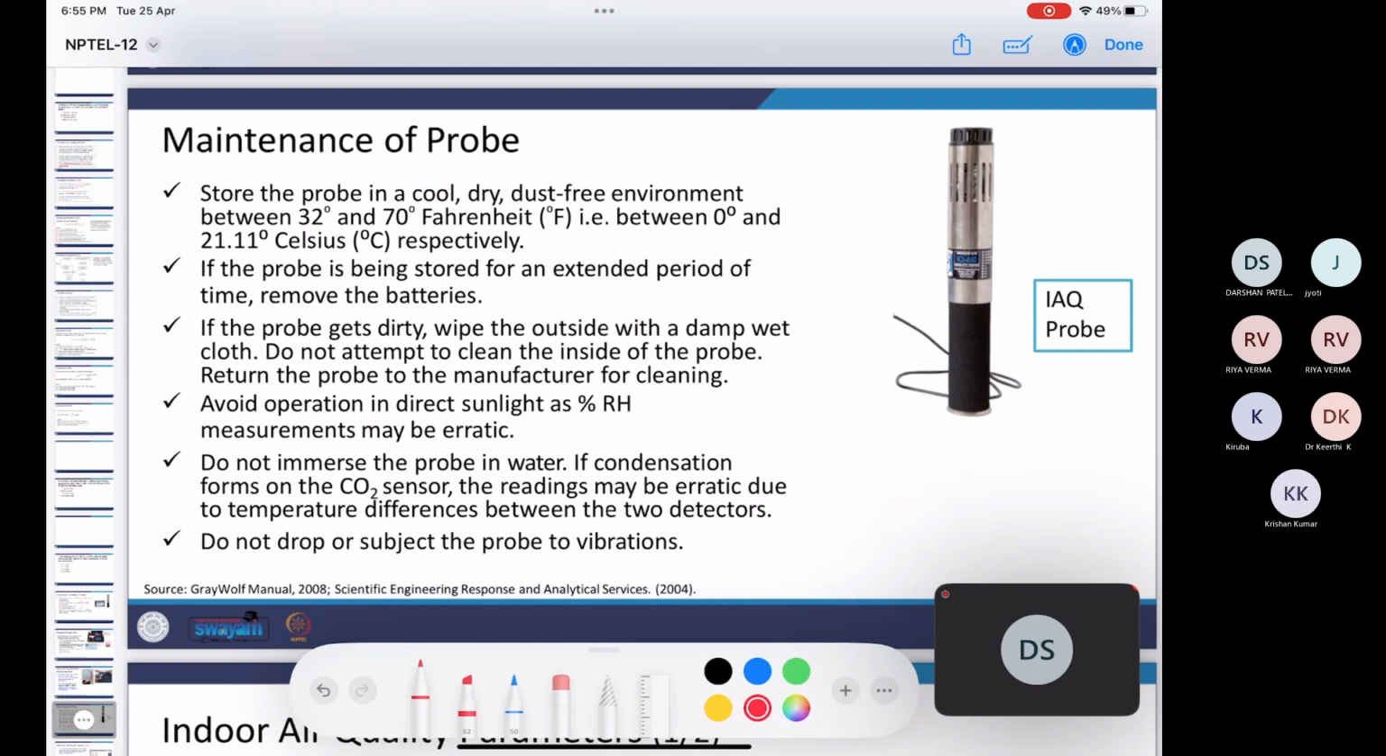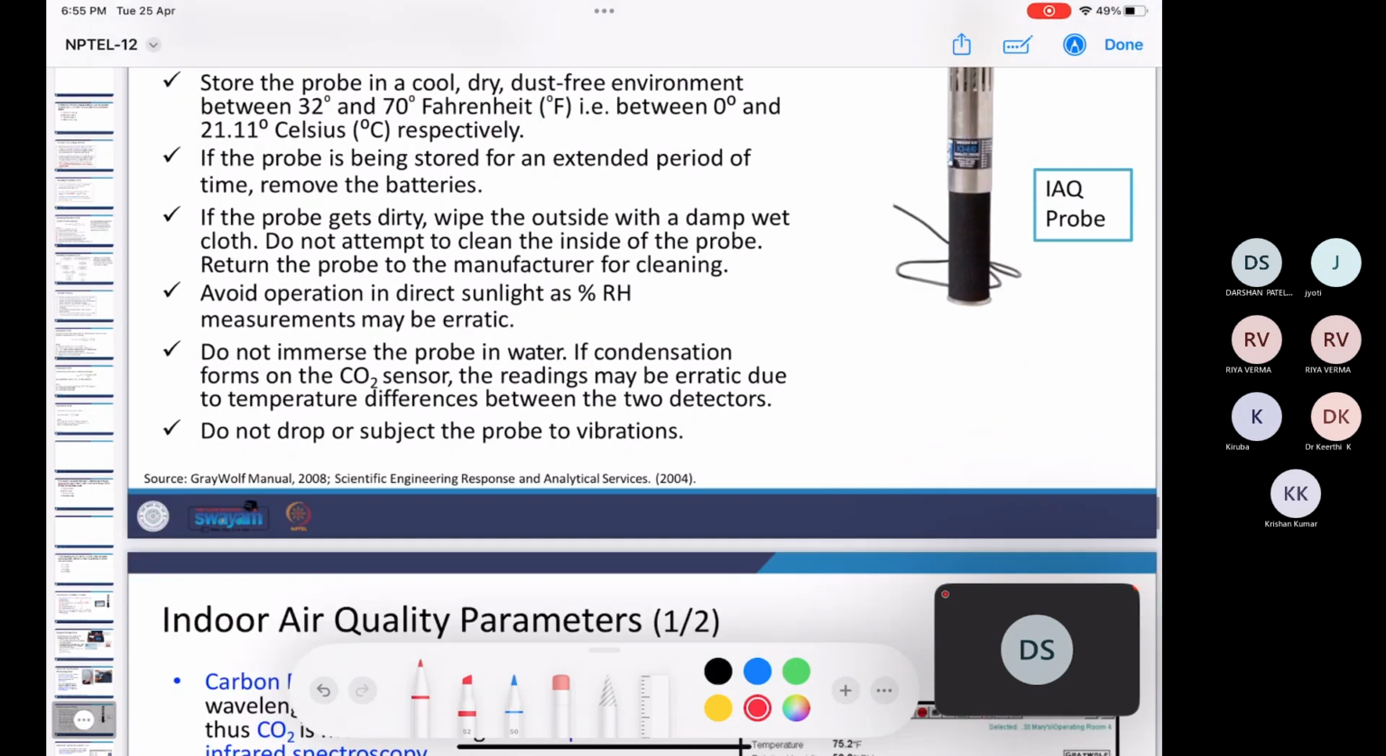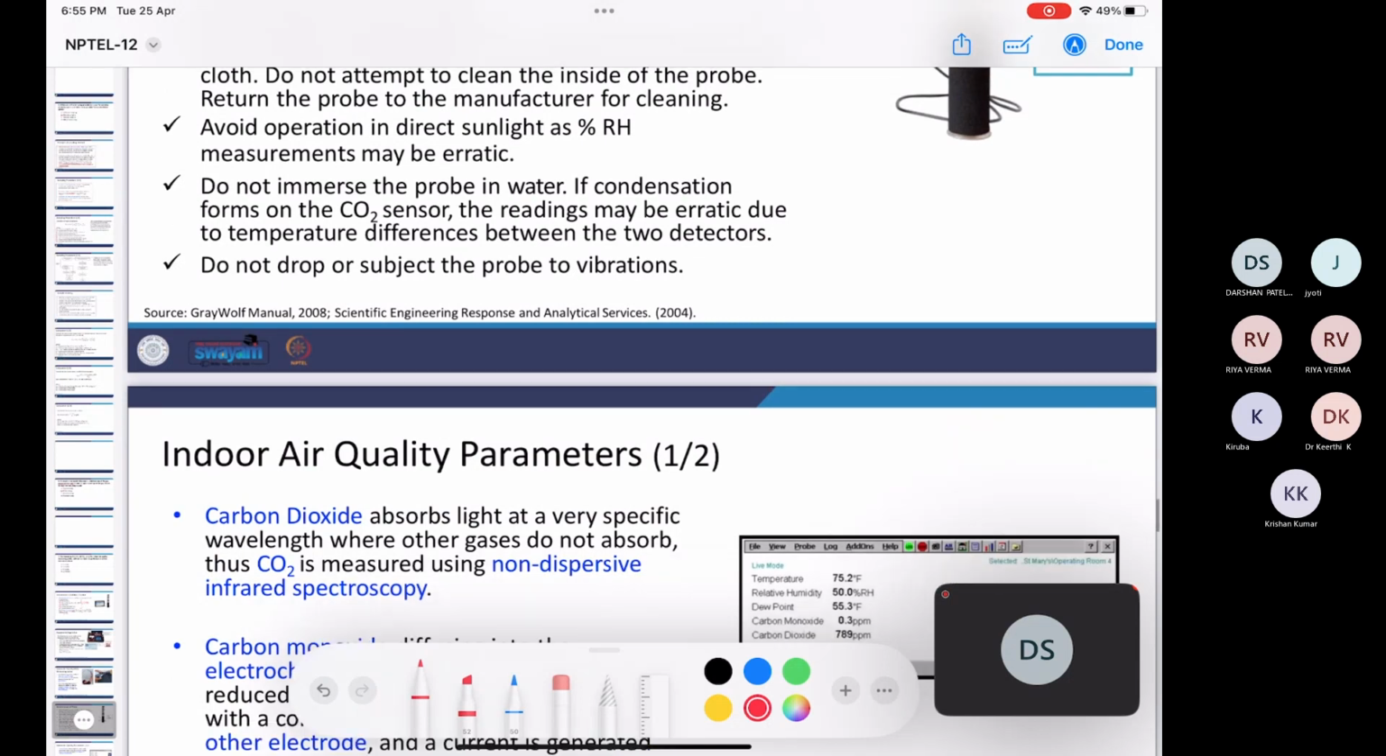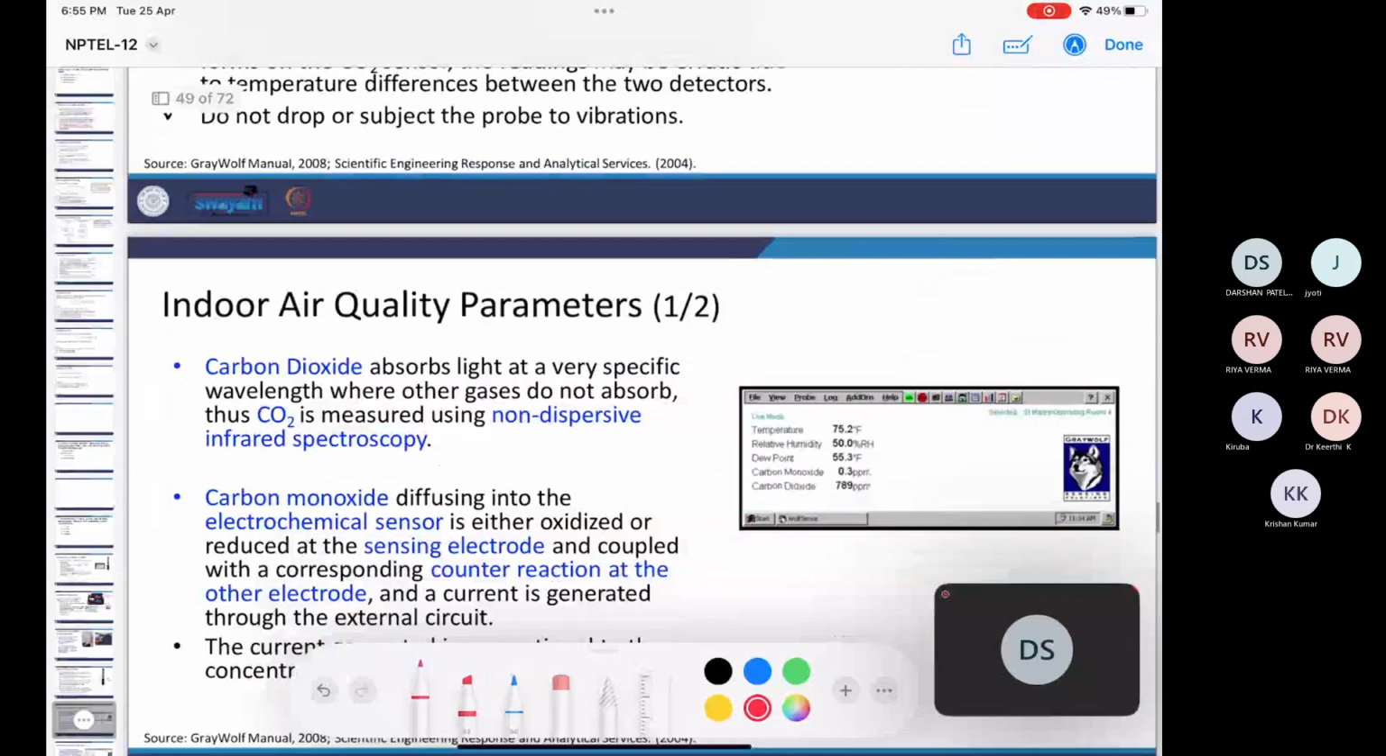Avoid operation in direct sunlight as relative humidity measurements may be erratic. Do not immerse the probe in water. If condensation forms on the CO2 sensor, the readings may be erratic due to temperature differences between the two detectors. Do not drop or subject the probe to vibrations because that may also affect the sensors that are present inside the probe.